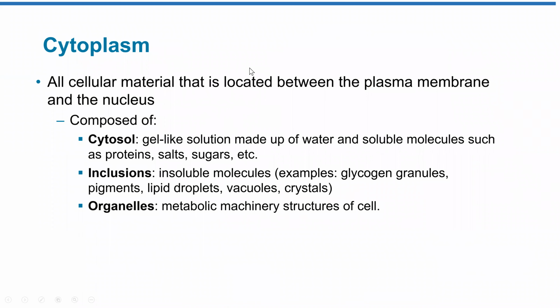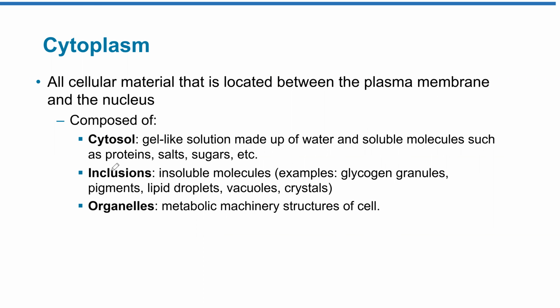Now we covered the cell membrane. Let's talk about cytoplasm. Cytoplasm is all cellular material that is located between the plasma membrane and the nucleus. Cytoplasm is composed of cytosol, that is a gel-like solution made up of water and soluble molecules such as protein, salt, sugar, etc.